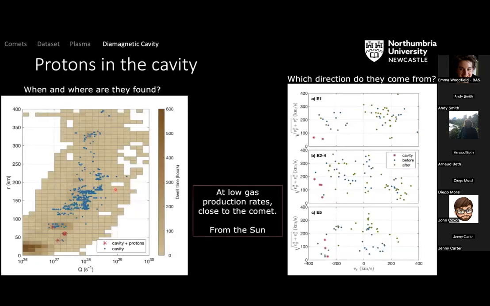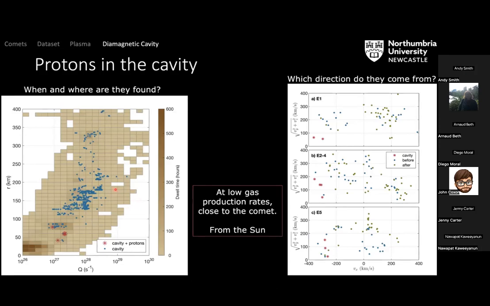Right, so let's first of all try and figure out when and where these 5 events are found, where we have protons in the diamagnetic cavity. So in brown here, you can see the dwell time of the spacecraft in a coordinate system that's made up of the gas production rate and the cometocentric distance of the spacecraft. You can see that most of the time is spent down here. This is simply because at the end of the mission, at the beginning of the mission, the spacecraft spent a lot of time very close to the comet. But at higher gas production rates, it's all pretty well distributed.